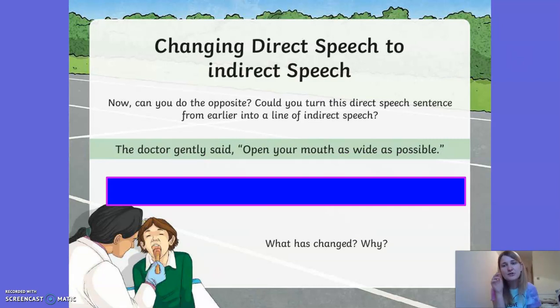Right, now I want us to do the opposite. And I'd say this is probably the trickiest side of today's lesson. I've always found that going from direct to indirect is a lot easier, because I just imagine, well, what would I say if I was telling someone what they had said without actually being the speaker? Going the other way is a little bit harder.